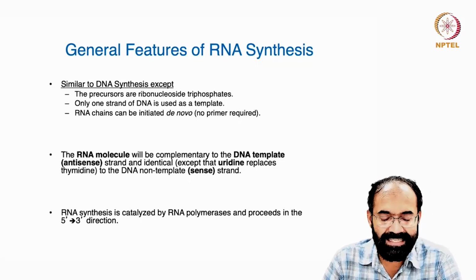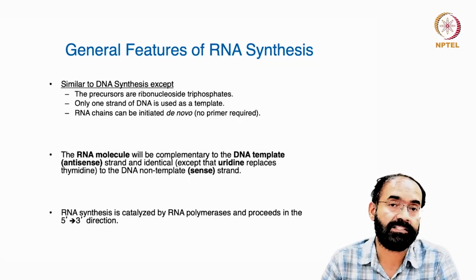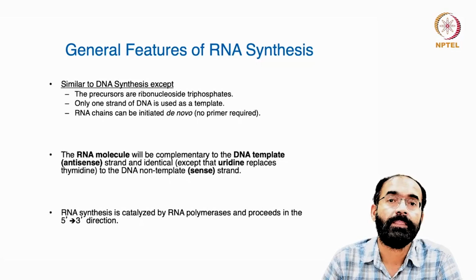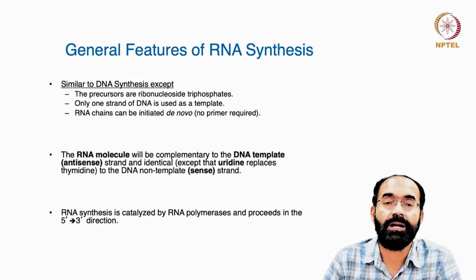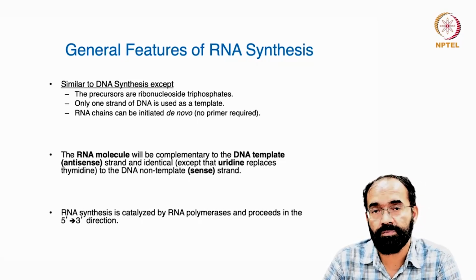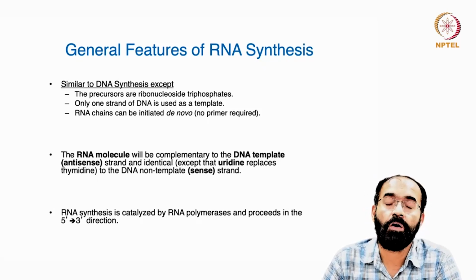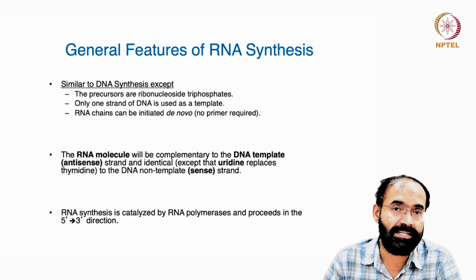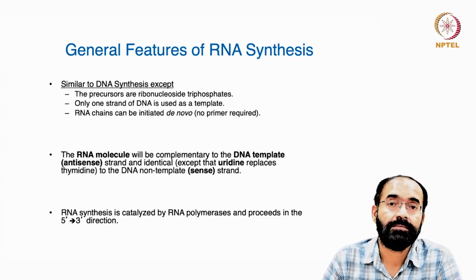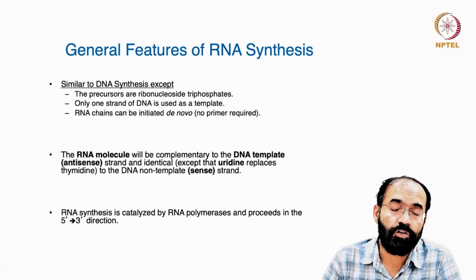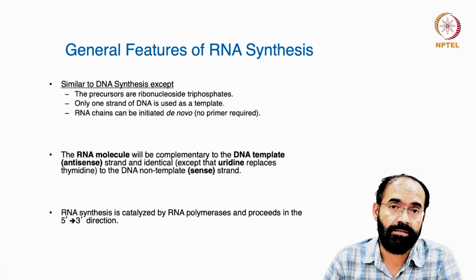So RNA synthesis is catalyzed by an RNA polymerase, and it proceeds only in one direction, 5' to 3'. Like you know, the ribose sugar has 5 carbon atoms, and carbon number 3 and carbon number 5 are important in forming the phosphodiester backbone. The 5' end always will have a phosphate group, and the 3' end will always have a hydroxyl group. So when two nucleotides come together, the 5' phosphate participates in phosphodiester bond formation with the 3' OH of another nucleotide.